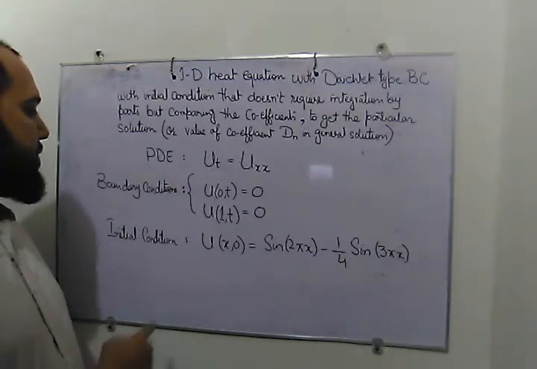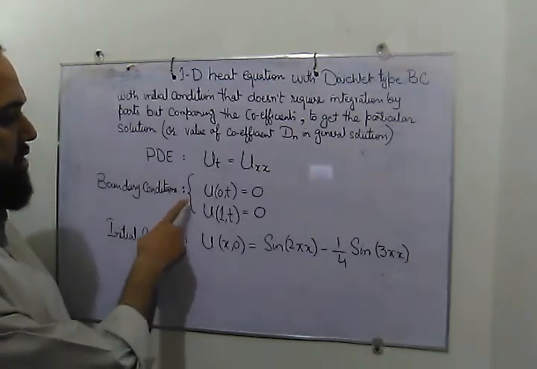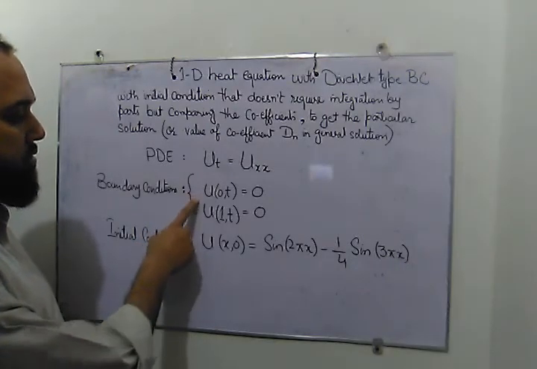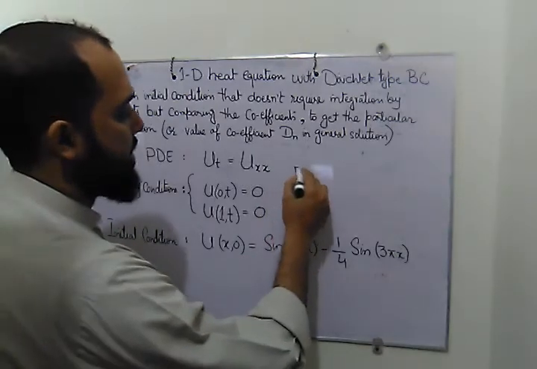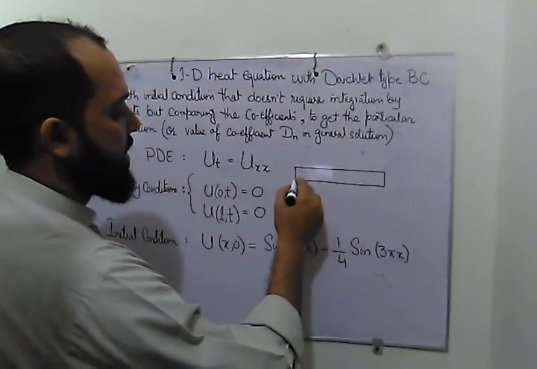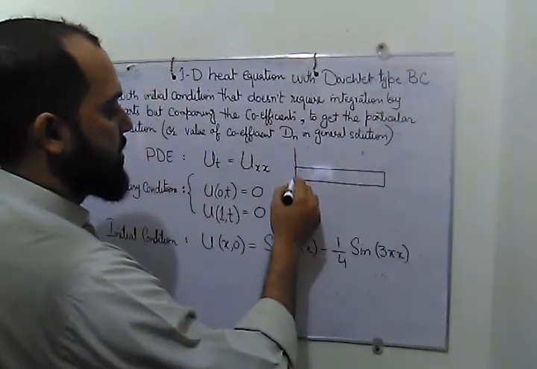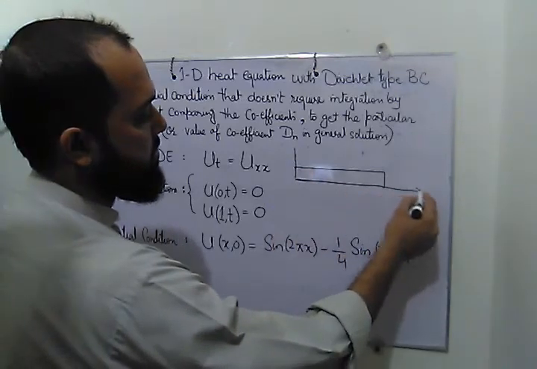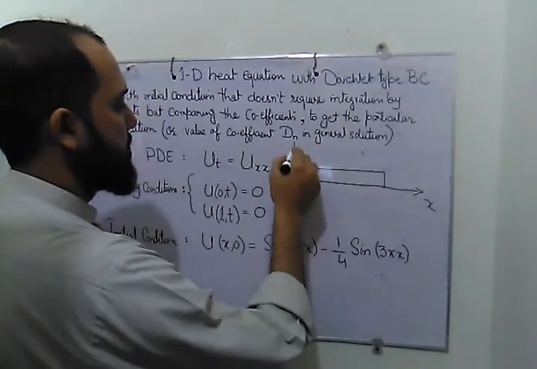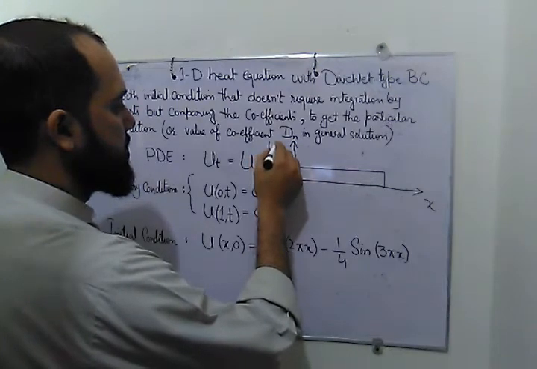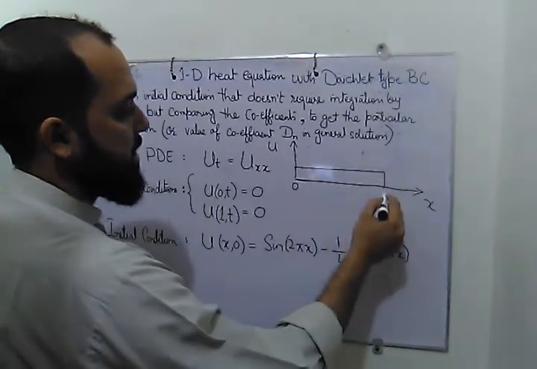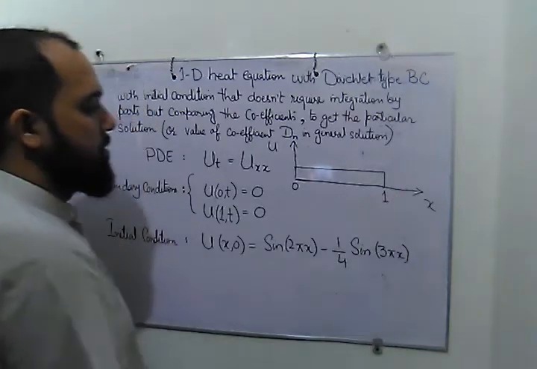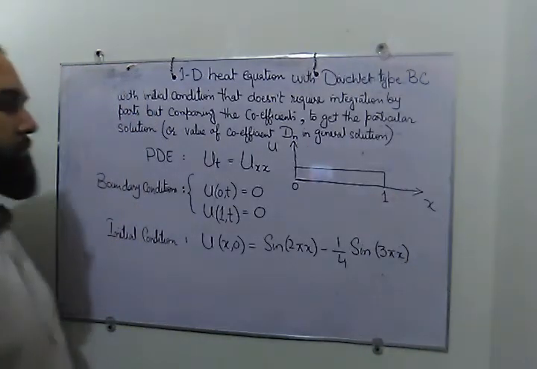The other thing we have is the boundary conditions, which are u(0,t) equal to 0 and u(1,t) equal to 0, which means that we have a one-dimensional object in the rectangular coordinate system, which has length 1.